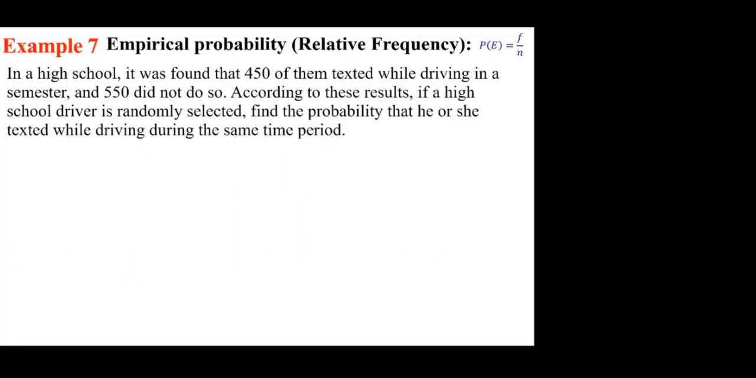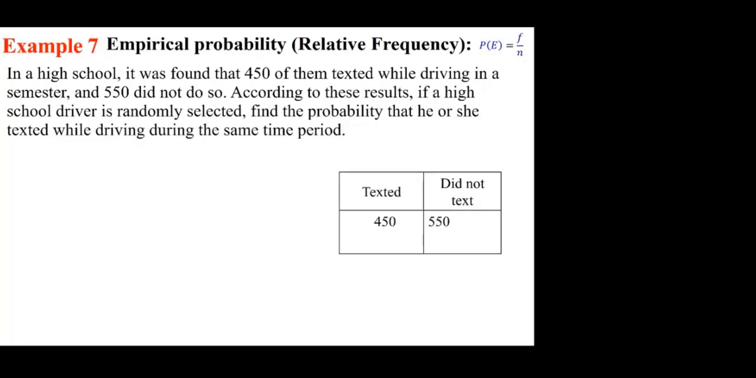In a high school, it was found that 450 of them texted while driving in a semester, and 550 did not do so. According to these results, if a high school driver is randomly selected, find the probability that he or she texted while driving during the same time period. We can set up this table. Those who texted, the size is 450. Those who didn't is 550. We are dealing with a total of 1,000 students. We use the same relative frequency, if you will. 450 over 1,000 is the answer.